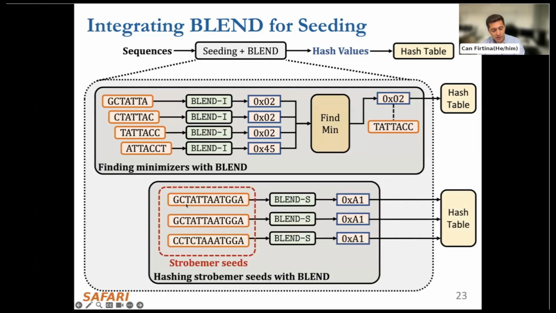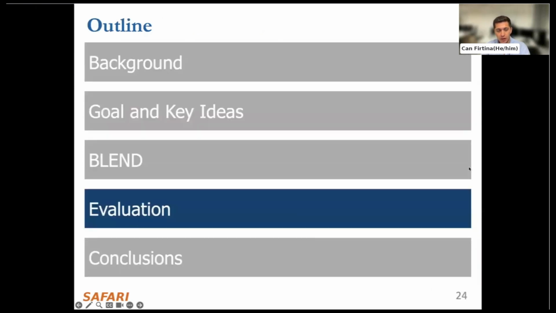Again, in strobemer seeds, once we identify the strobemer seeds, we can use them with the blend S technique to generate the hash values of these seeds so that we can identify fuzzy seed matches. Although these strobemer seeds may not be exactly matching, we will still generate the same hash value if they are highly similar to each other, using the SimHash mechanism.